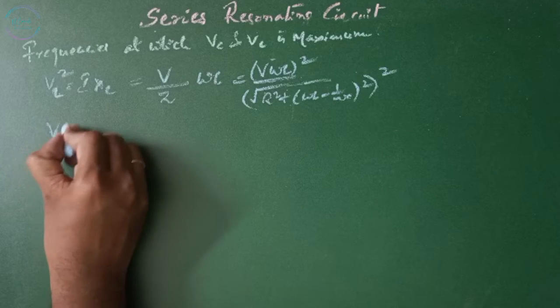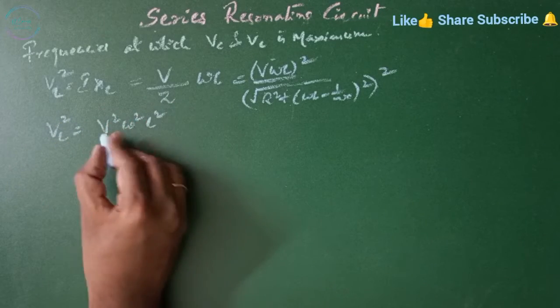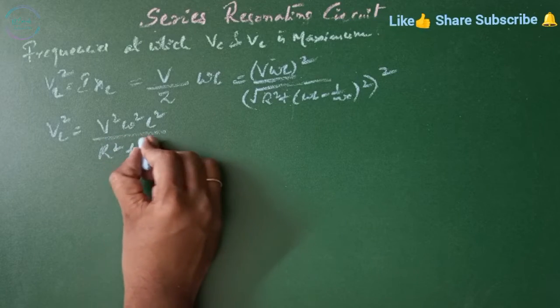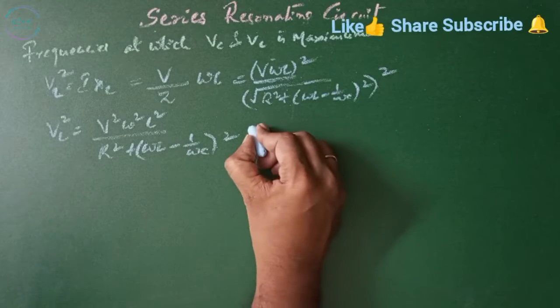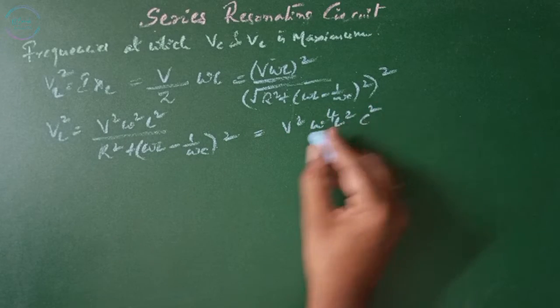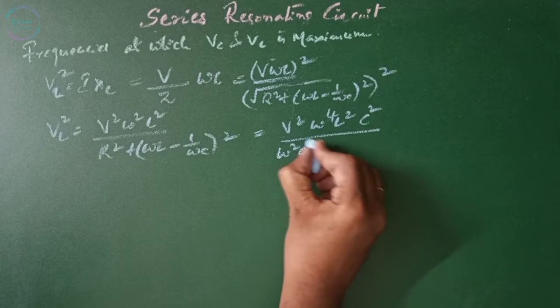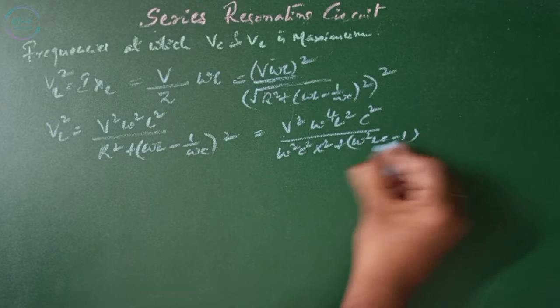Now VL square equals V square omega square L square divided by R square plus (omega L minus 1 by omega C) whole square. For simplification, we get V square omega to the power of 4 L square C square divided by omega square C square R square plus (omega square LC minus 1) whole square.